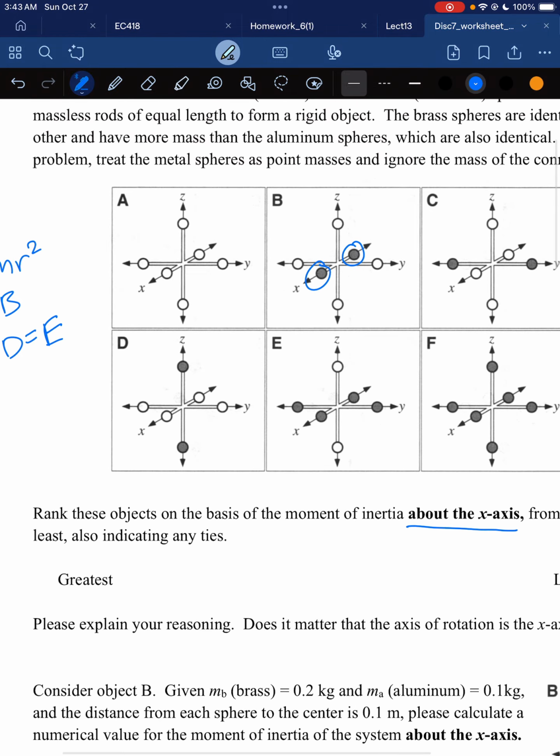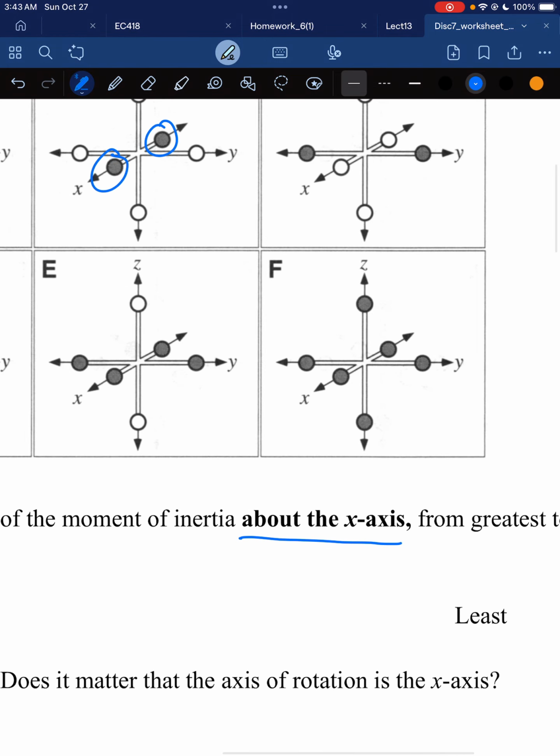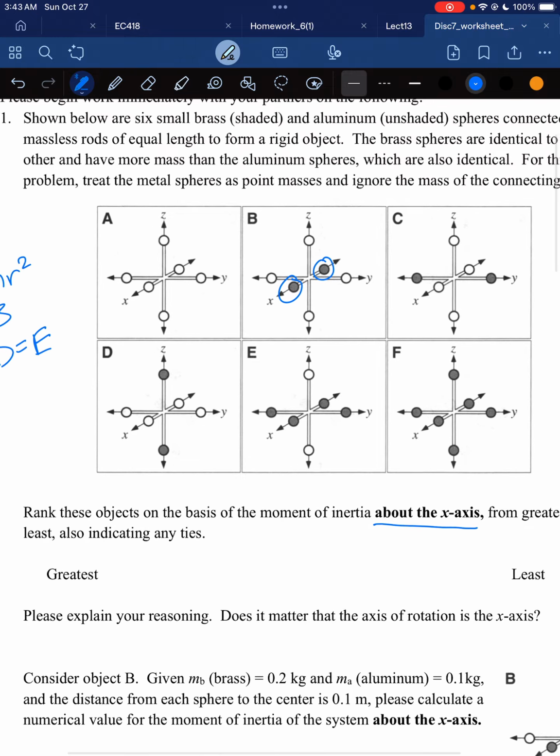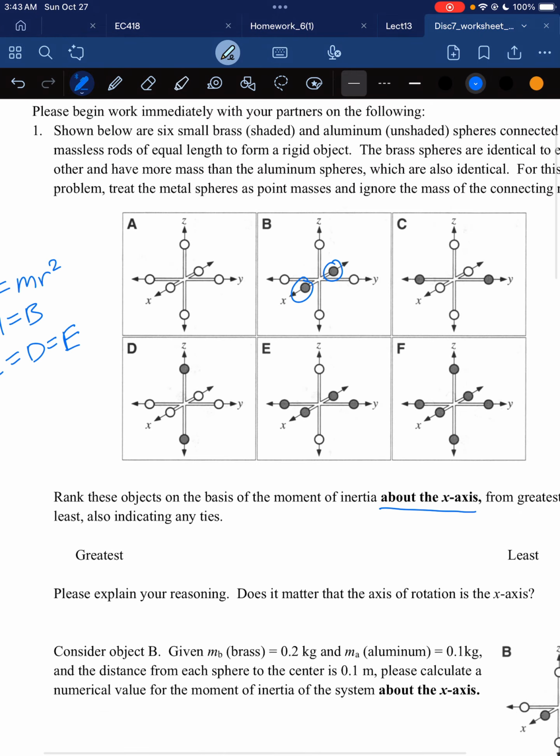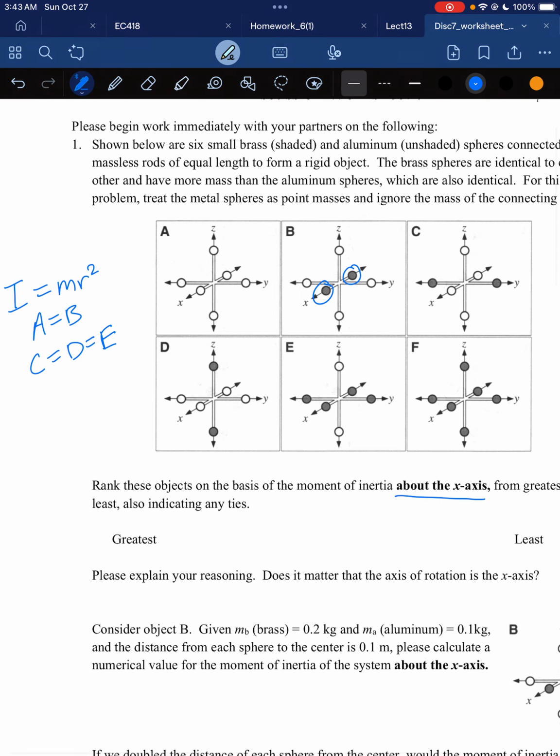And then lastly, we have object F, which has 4 shaded spheres. And we know that the shaded spheres have more mass than the unshaded spheres, and so F is going to have the greatest moment of inertia about the x-axis. And so in terms of moment of inertia, our order from greatest to least is going to be F is greater than C, which is equal to D, which is equal to E, which is greater than A and B, which are equal to each other.